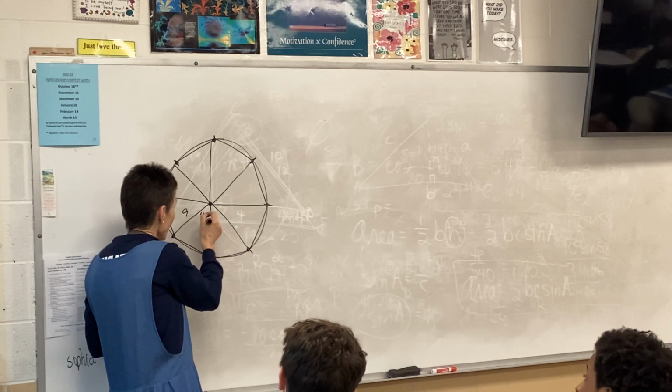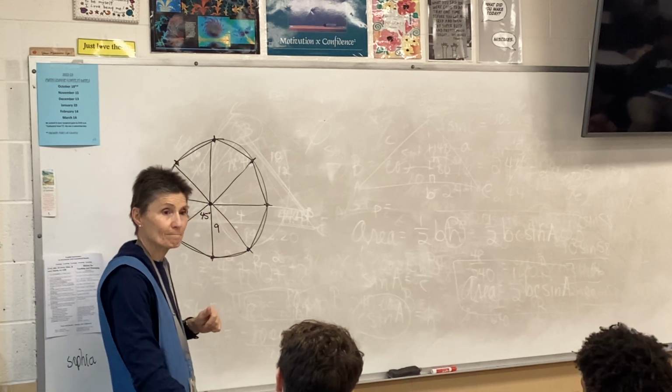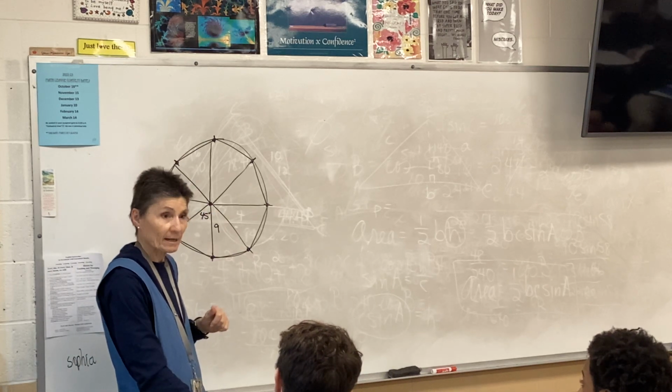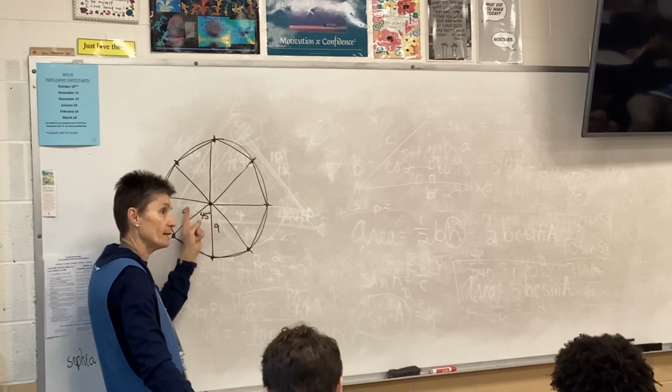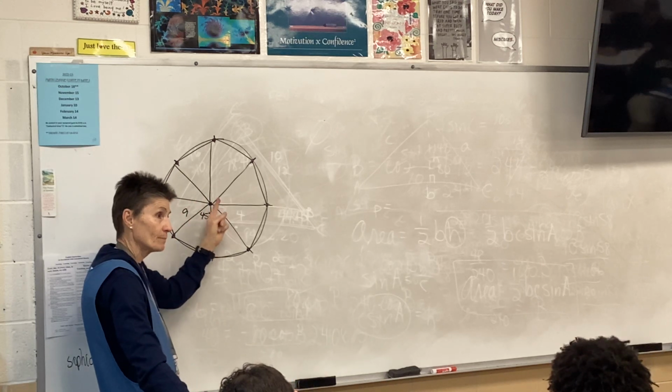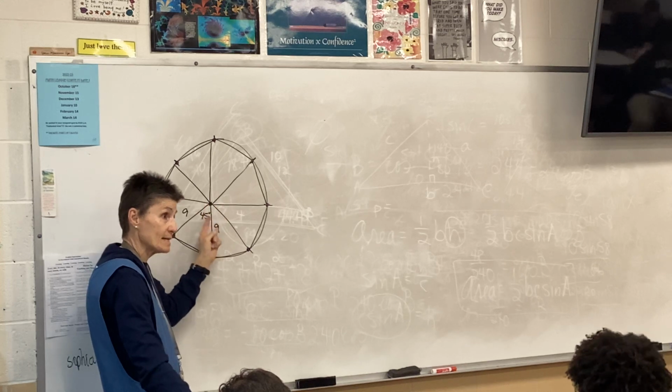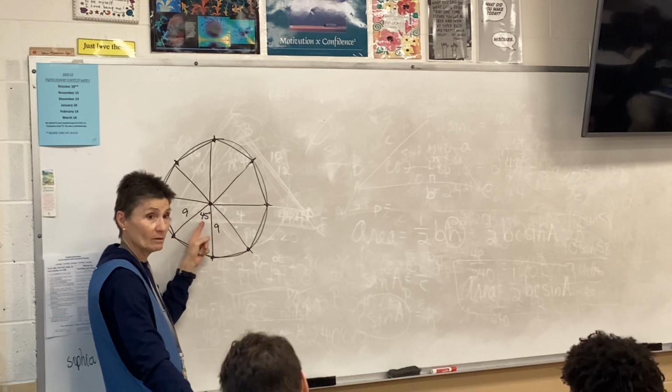Right here? Inner angle. How'd you know that, Sabrina? These are all congruent, and there's 8 of them. Yeah. So 360 divided by 8 will give me that angle.